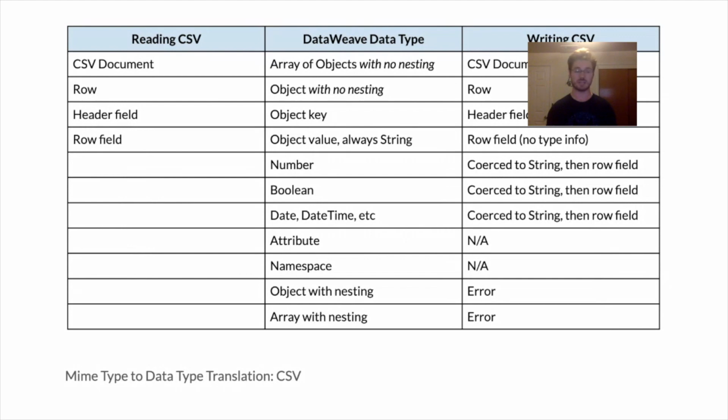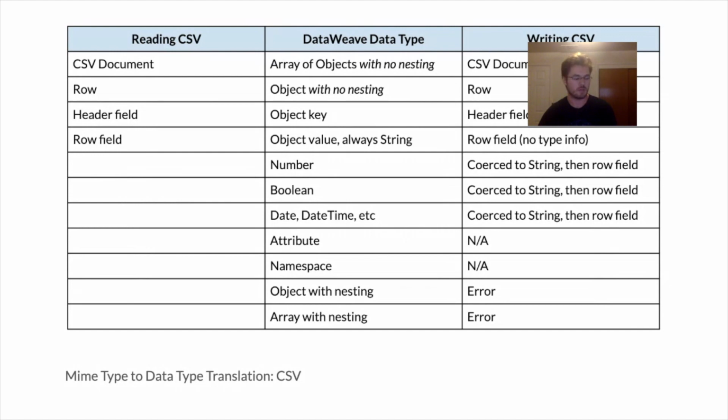CSV doesn't really have any kind of concept of attributes and namespaces. So if you do have those, and I don't think there's any writer properties that allow you to write those as output to CSV either. So when you're dealing with CSV in terms of writing it with DataWeave, you're not going to use attributes and namespaces at all. Now, objects with nesting and arrays with nesting are both going to throw an error.